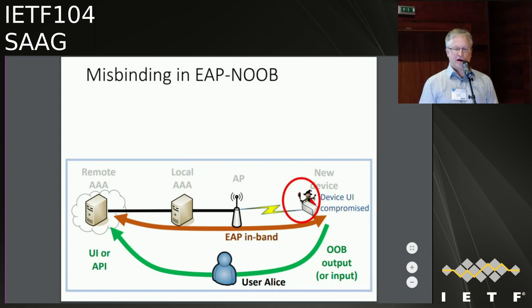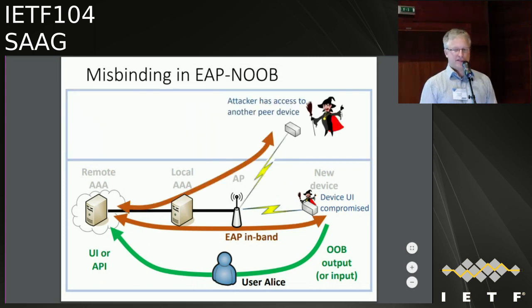Here the new smart device has been compromised. So as in all misbinding attacks, one of the endpoints that the user wants to connect together has been compromised. And again, it has been compromised only on the user interface level. So the input or output of this out-of-band communication is in the attacker's control. And in the next room, there is the attacker with another device, which it's hoping to connect to the cloud server, but it has no account there and shouldn't be able to do that.